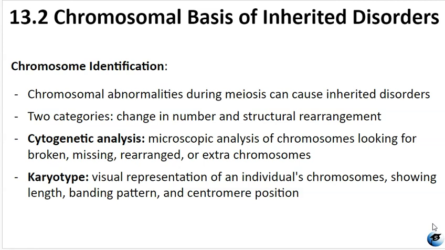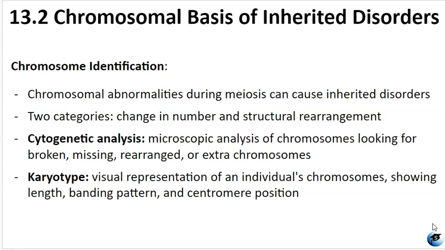Cytogenetic analysis involves isolating and observing chromosomes under a microscope, and it's helped greatly by using a karyotype, also known as a karyogram. What this does is it provides a visual representation of an individual's chromosomes, including their length, their banding pattern, and the position of the centromeres. Chromosome number disorders are easily identified using a karyogram, and they usually result from duplications or losses of an entire chromosome, or a change in the number of sets of chromosomes.